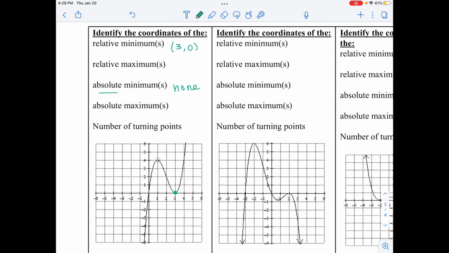For relative maximum, it looks like this point up here is a maximum point, right? It's like a parabola facing downwards, a turning point where all the points are lower than it. So in this case, this point looks like it is (1, 4).